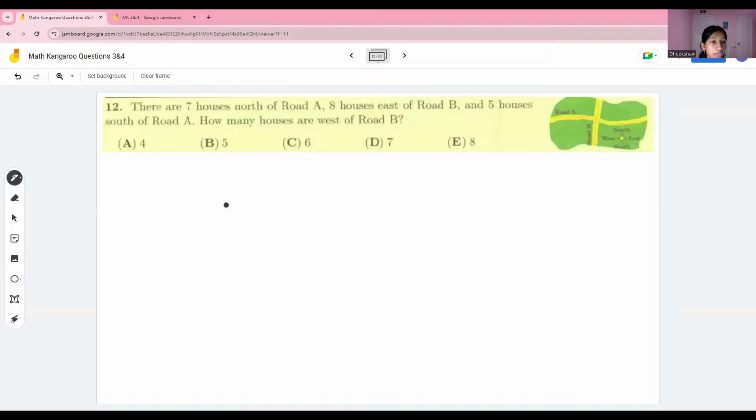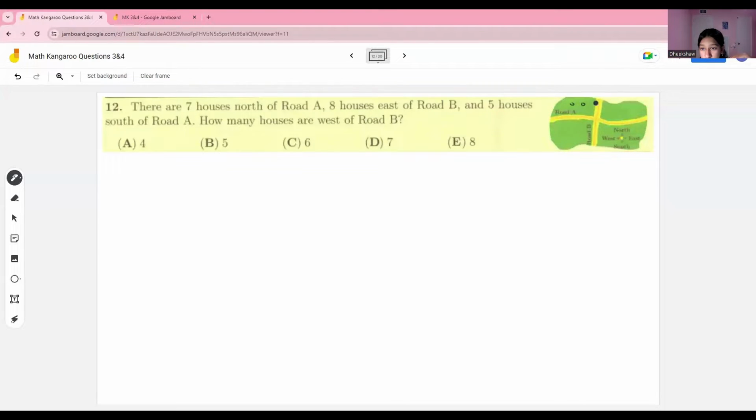Moving on. There are 7 houses north of Road A, 8 houses east of Road B, and 5 houses south of Road A. How many houses are west of Road B? For this question, we should try to sort of draw it out and visually see it. It's a good thing that we were given a compass for this question. So 7 houses north of Road A. That means 7 houses above Road A.